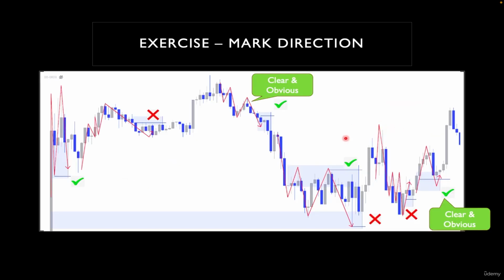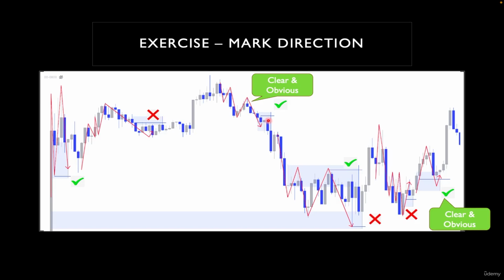Now, what I want you to do is build on the previous exercise where we identified the trigger candle sweeps. And I simply just want you to identify the direction of the trend leading into the trigger candle sweep. Now, they're not always going to be clear and obvious, like the two that I've identified here, where we've got clear higher highs and higher lows in this one. And then this one here, lower lows, lower highs. Then we print our trigger candle.